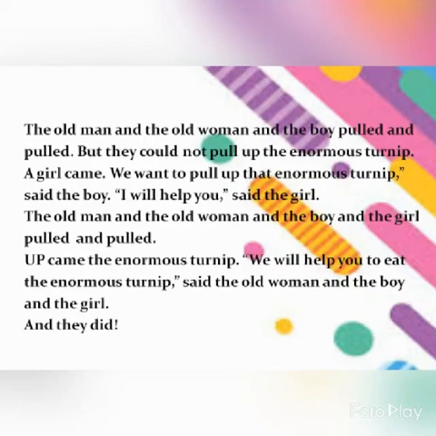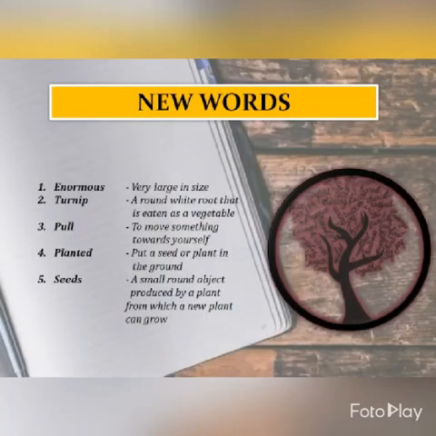So now I'll be proceeding towards the new words which you have learned from this story. The first word is enormous. Enormous means very large in size. Second word is turnip. You all have learned that turnip is a round white root that is eaten as a vegetable. Turnip is a vegetable. Now third word is pull. Pull means to move something towards yourself.